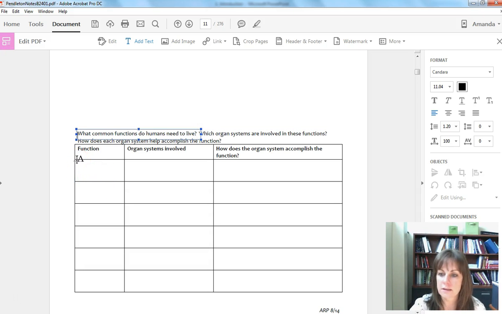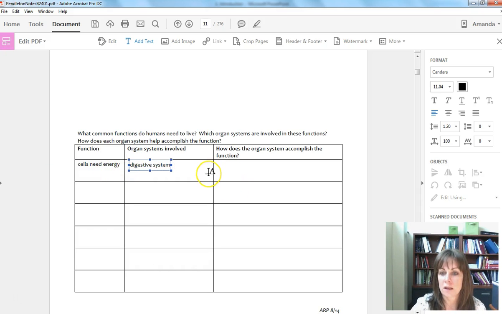Now, I've just come up with some. They're not necessarily ones that you need to memorize. It's more as an exercise for you to think about what these systems do. So I'm just going to give you a few different functions. So one, cells need energy. So I want you to think about what are the organ systems that provide cells with energy. Okay. One obvious one that might come up, the digestive system.